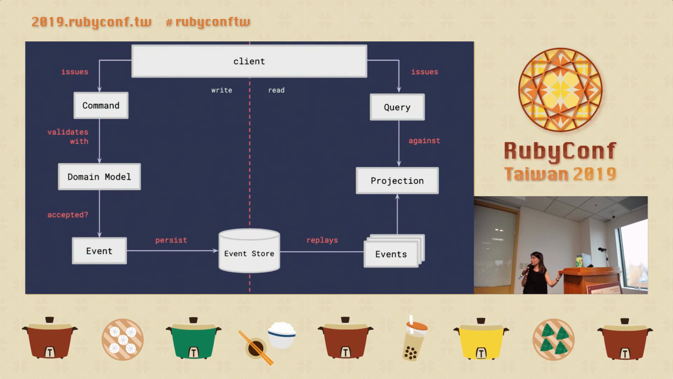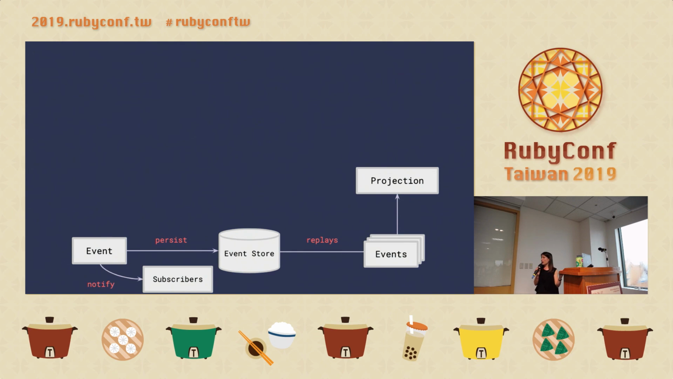Okay, so that's kind of a new term, subscribers, which I left out of my original diagram just to keep it simple. But a subscriber is just any other part of our system that wants to be notified when an event is published.